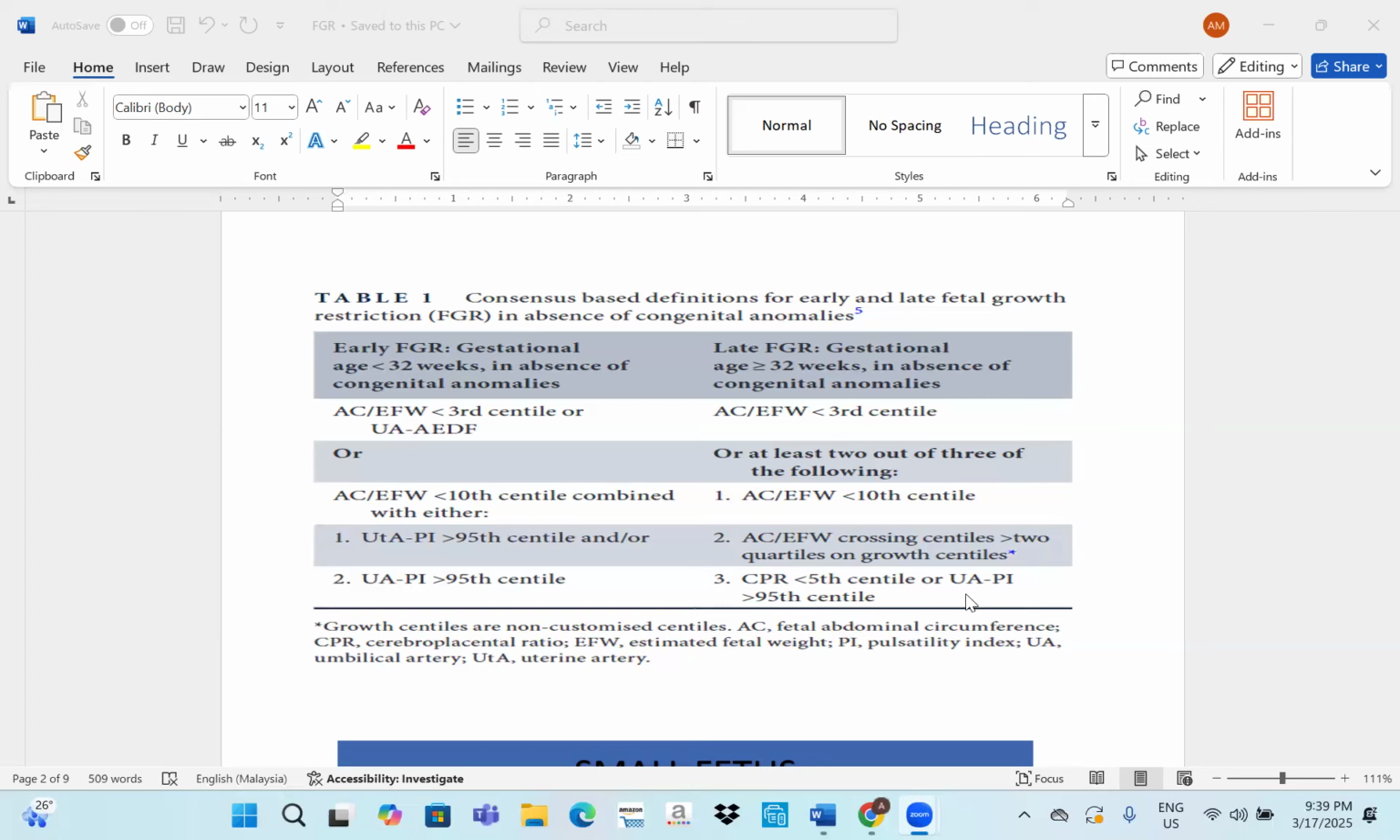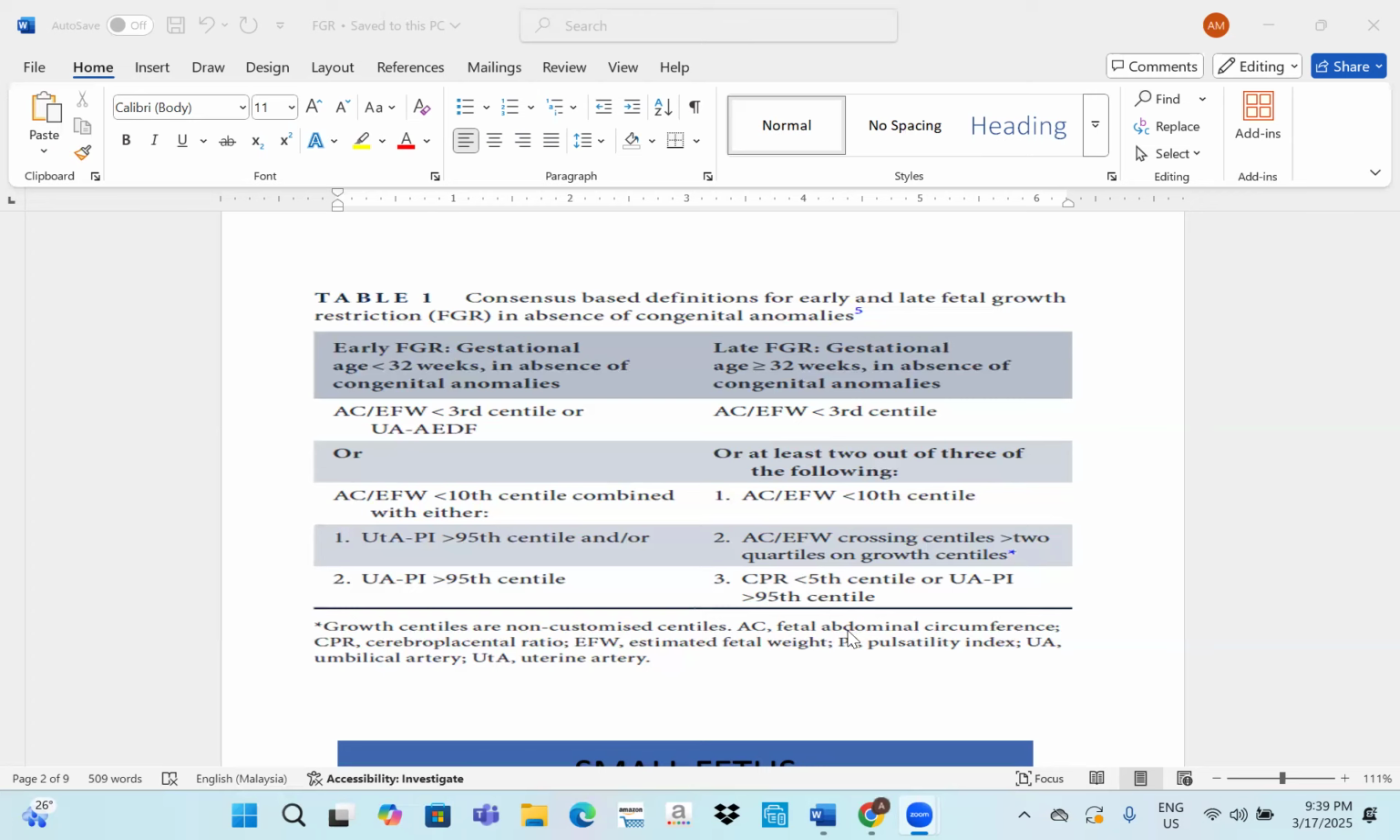Now you see here one thing: the abdominal circumference or estimated fetal weight crossing the centile by more than 2 quartiles. This 2 quartile means that once you have plotted the fetal weight or the fundal height according to the gestation on the growth chart or any customized chart, then when you plot the next time, there is more than a 50% drop in the centiles. Okay, but now you see here the cerebroplacental ratio if less than fifth centile.